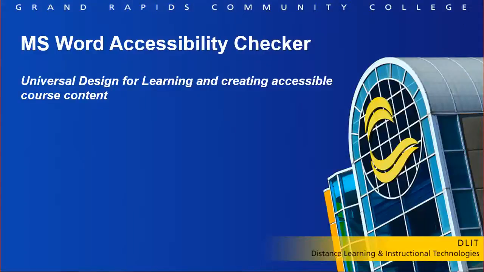Microsoft Word includes an accessibility checker that helps to identify and repair issues in your documents. Be aware that it may not catch every issue, but it is an excellent tool that not only helps to identify problems, it also provides step-by-step instructions for how to fix the problems. This tool is available on PC only, not Mac. However, I will provide some resources at the end of this video for other checkers that are available for free.